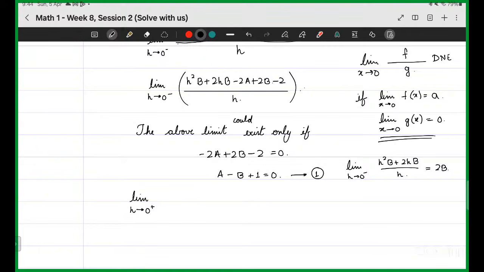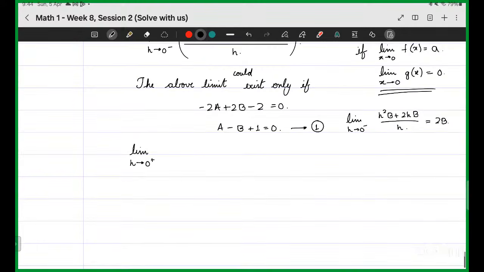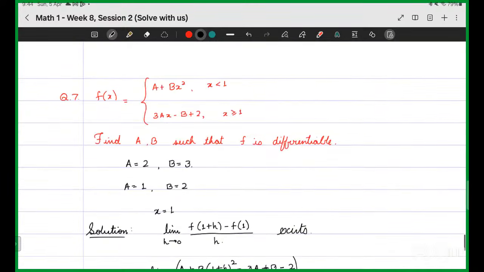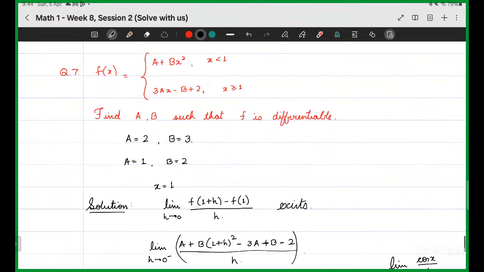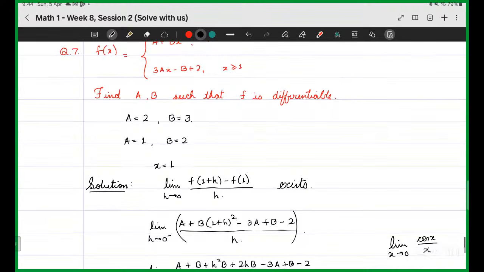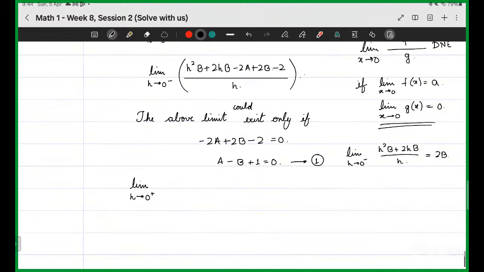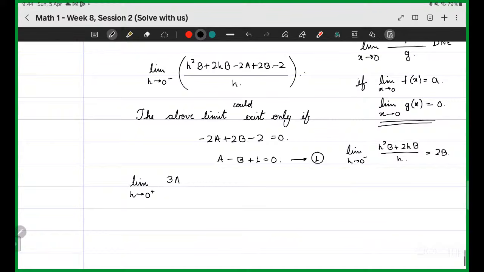This is the left-hand limit when you're doing the derivative computation. Now, when you're doing the right-hand limit, you'll have to use the other expression, 3ax minus b plus 2. So 3a, x is 1 plus h. I'm doing f of 1 plus h minus f of 1 divided by h. This limit also should exist.